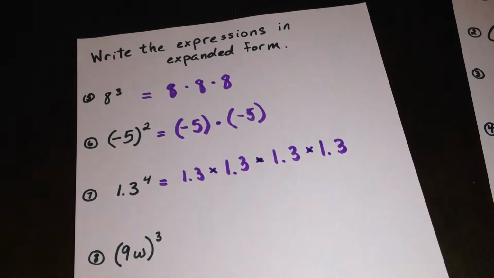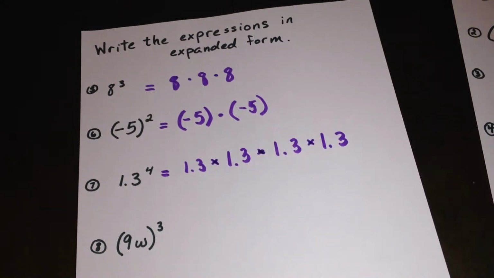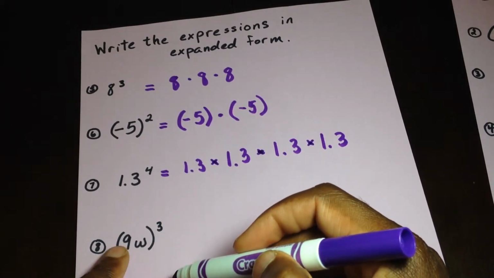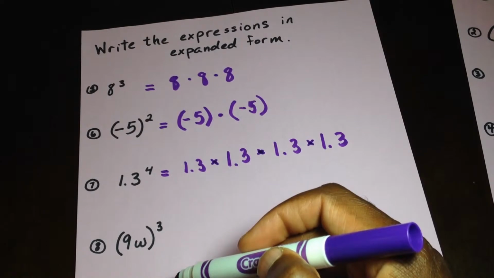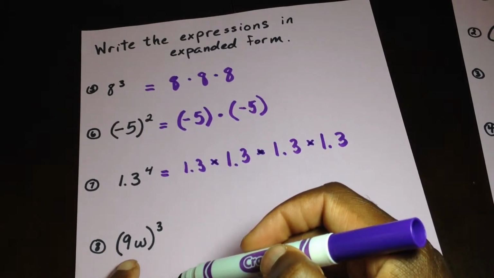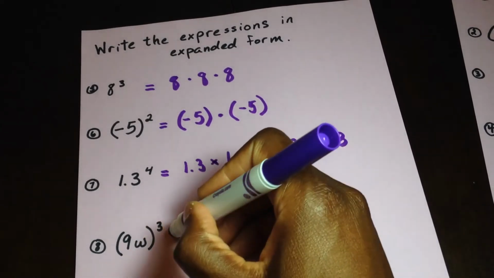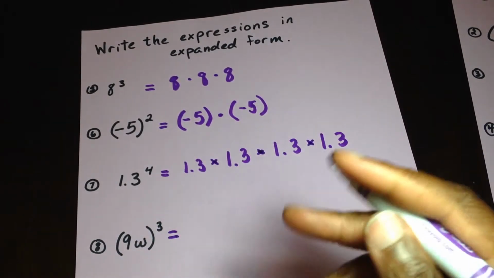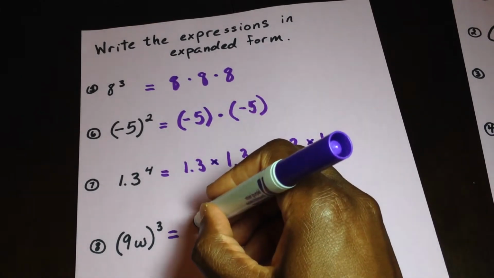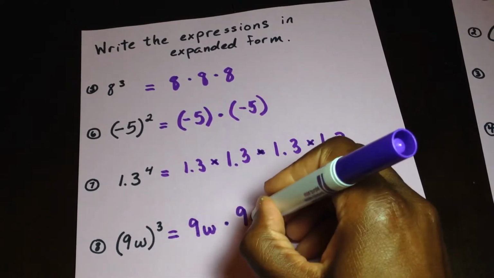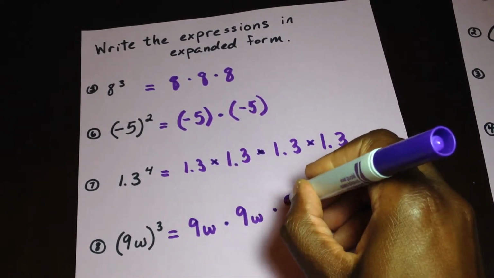All right. And finally, for this one, number 8. Now, number 8 says (9w)^3. Since the parentheses is around the whole 9 times w, that means the 9 times w, that 9w, is the base. And that is now going to be to the third power. So we're going to do this 9 times w 3 times to be multiplied. So it's going to be 9w times another 9w times another 9w.